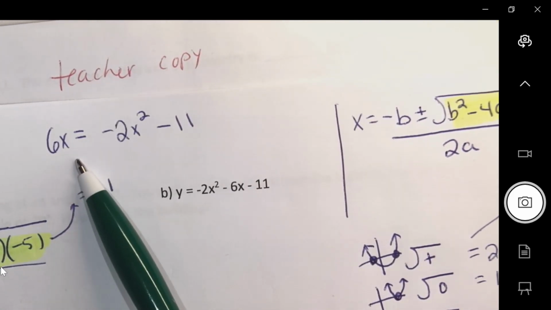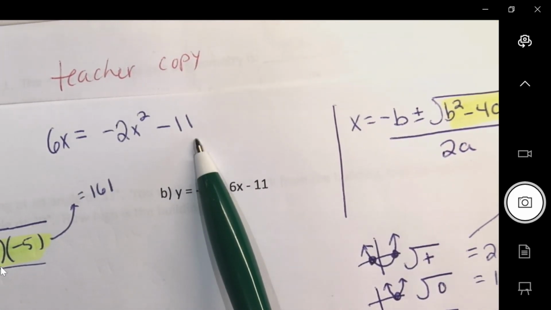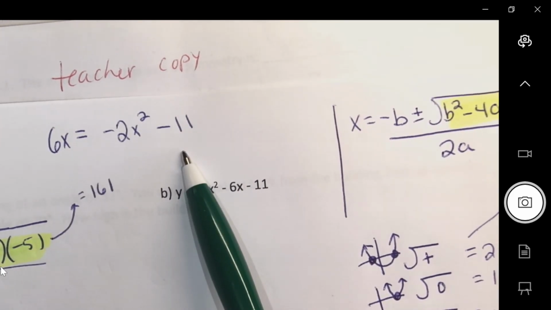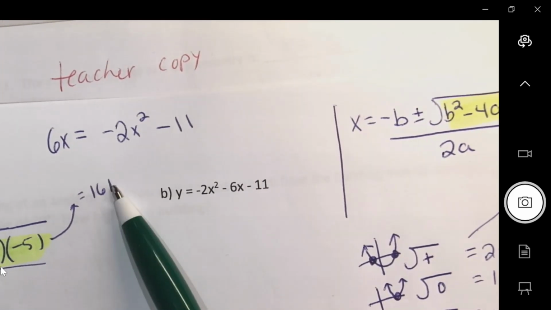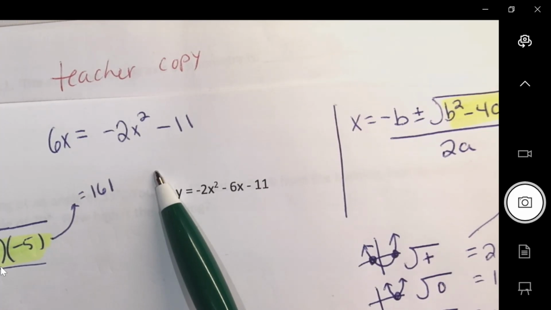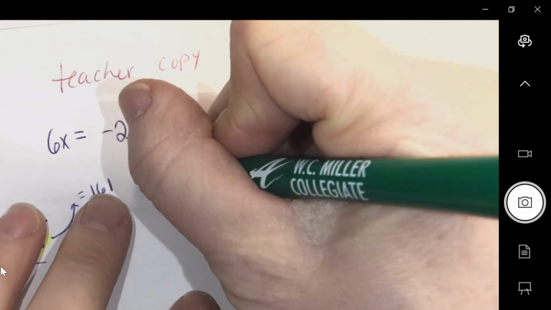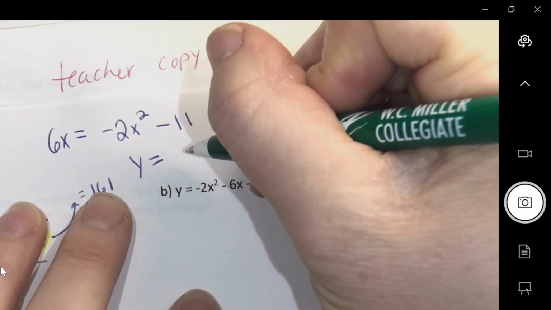So if I ever wrote you something like this, would you understand to use the formula? You have to get them all on one side. Yeah. Or I could have written you something like this.